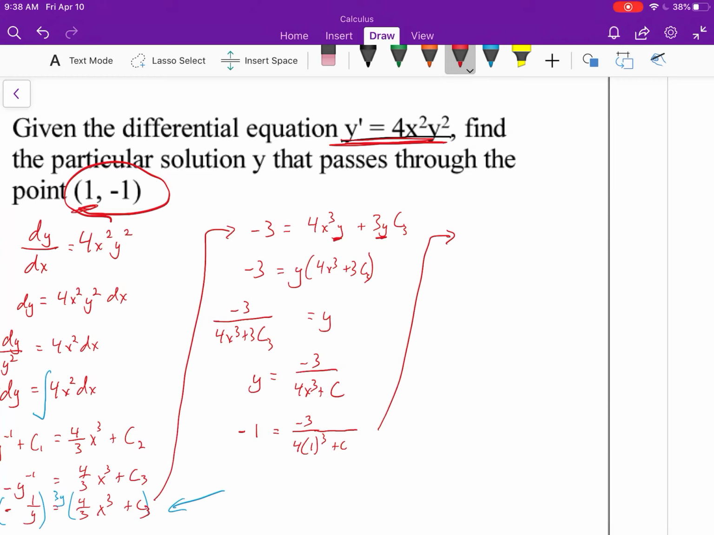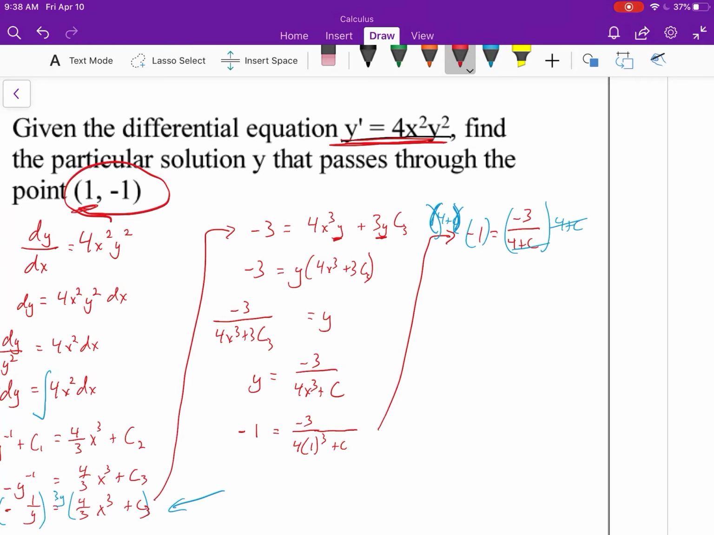So let's come up here. I think we can finish this off, so let's rewrite this. We got negative 1 equals negative 3 over 4 plus c. I'd probably just cross multiply here. Actually, just multiply both sides by 4 plus c. So negative 1 times 4 plus c, and then 4 plus c over here.